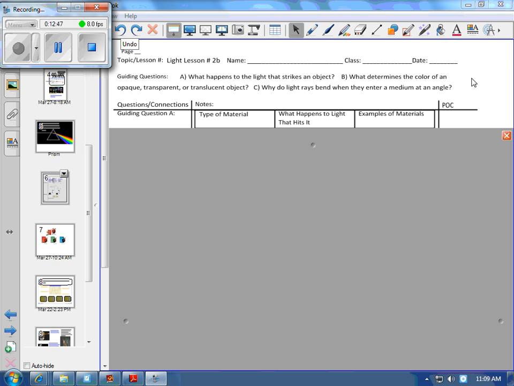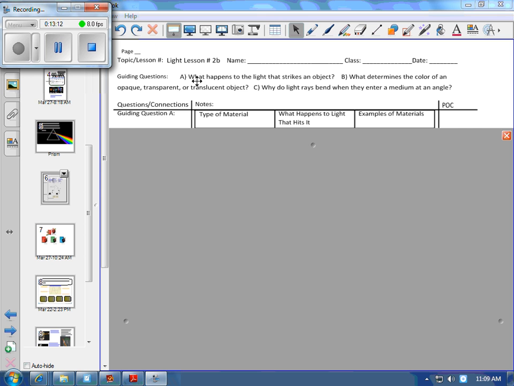Okay, I'm back, and I have up in front of you page 8 in your interactive notebook, and it's light lesson number 2B. I separated this out into 2B from 2A because visible light is part of the electromagnetic spectrum, but it's a whole separate topic, so I wanted to make it separate, okay?